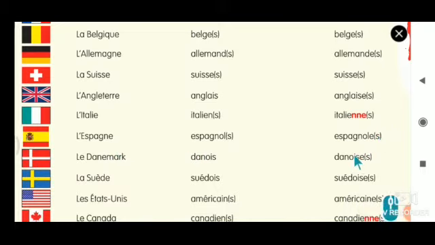Nothing, but you have to stress the last letters if it is feminine. In case it is masculine, ignore the last letter. For example, Danois, Danoise. See, I am ignoring the S here, but in Danoise, I am including the S. So that is the difference. Okay, the pronunciation is like this.